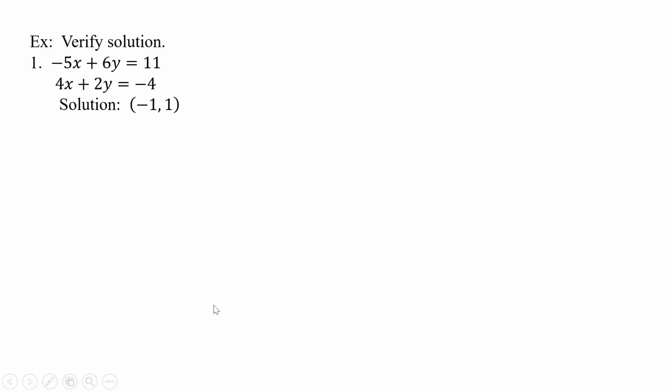So let's show how to verify a solution on this system of equations. We have these two equations, and they are giving us that as a solution. So we've basically, quote, solved it. Now we have to check it. All we do is plug it back into both equations. So we have -5 times x, which is -1, plus 6 times 1 equals 11. Well, that's going to be +5 plus 6 equals 11.